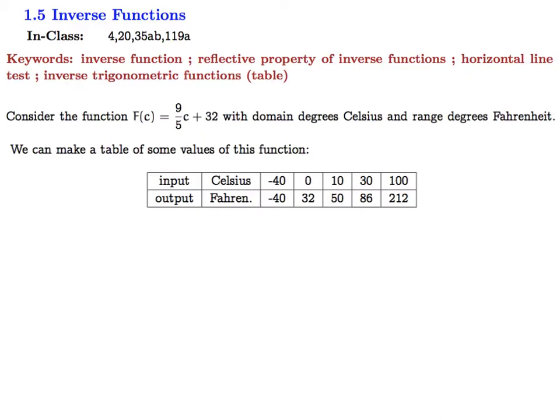Suppose you've been given a function such as f of c equals 9/5 c plus 32. Its domain is degrees Celsius and range degrees Fahrenheit. So this is a function where you put in a Celsius temperature and get out a Fahrenheit temperature. We can even make a table with the values. If we put negative 40 degrees Celsius in, we get negative 40 Fahrenheit out. 0 degrees Celsius becomes 32 Fahrenheit, 10 becomes 50, and 100 becomes 212.